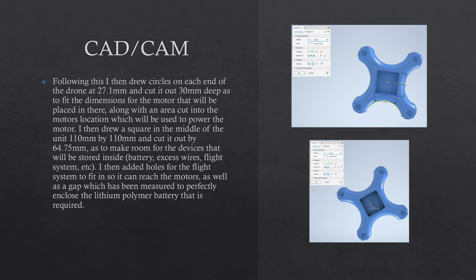I then drew a square in the middle of the unit 110mm by 110mm and cut it out by 64.75mm deep, as to make room for the devices that will be stored inside, such as the battery, exit wires, and the flight system. I then added holes for the flight system to fit in so it could reach the motors, as well as a gap which has been measured perfectly to enclose the lithium polymer battery that is required.